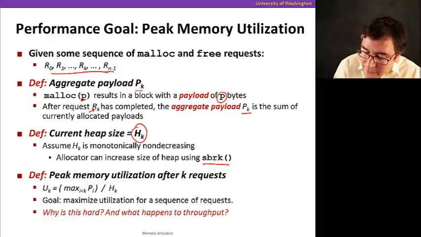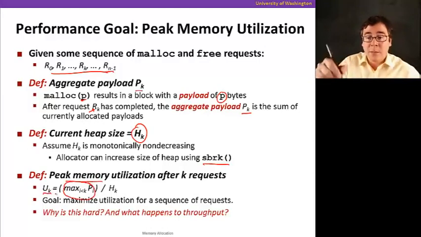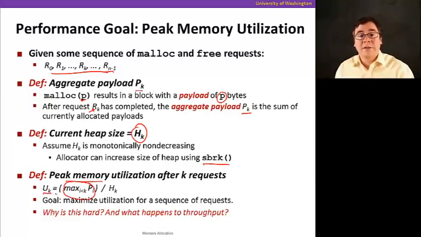What we want to do is define peak memory utilization as the maximum of the payload up to request K, that's the peak memory utilization at the moment when you call a certain request RK. So the peak memory utilization is the fraction of the heap that was useful in the past. Remember that the heap never decreases, so that's why we're using max. The peak memory utilization is the maximum aggregate payload divided by the size of the heap. The goal is to maximize this number. We want to make the heap as useful as possible.